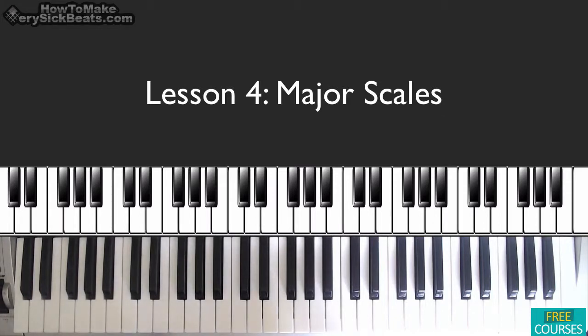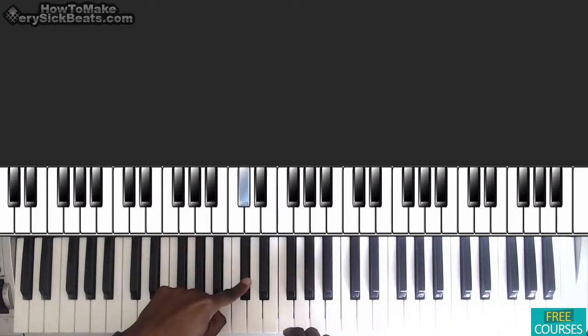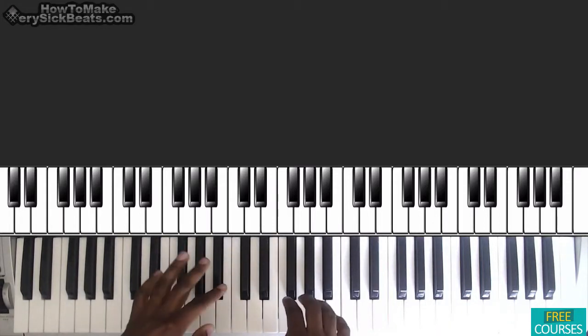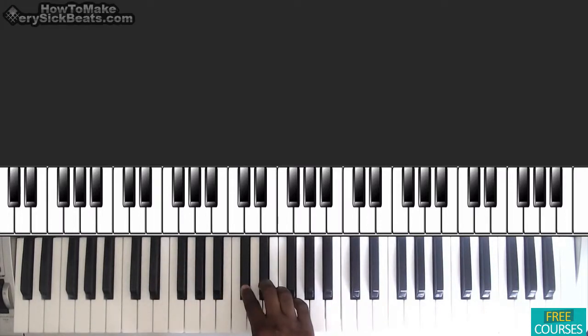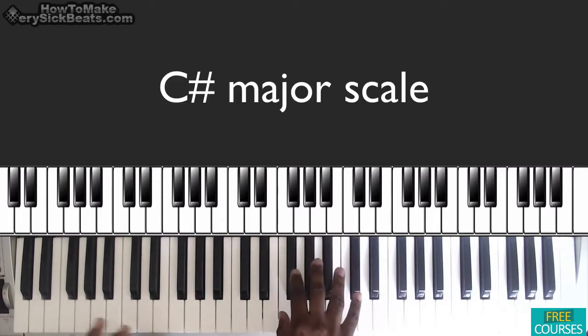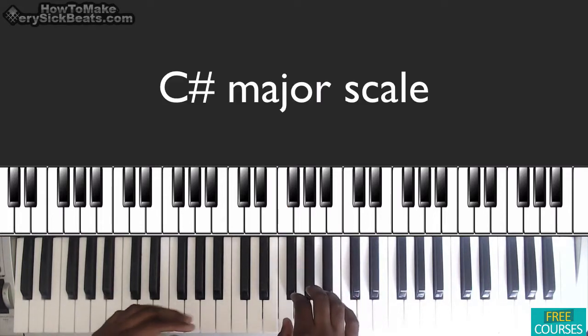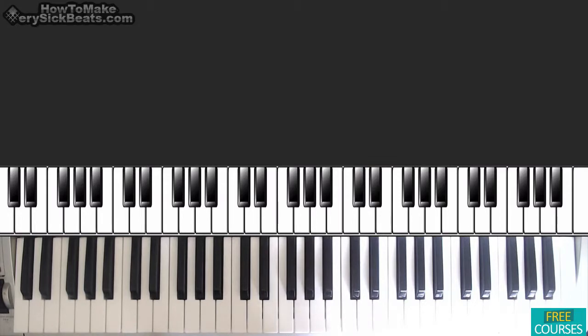So we're going to stick with this key, the key of C sharp. If you noticed at the beginning of lesson 3, I did a scale, and it actually was this. I started with that, and that's actually a C sharp major scale. And the reason why it's called a C sharp major scale is because this is C sharp or D flat, whichever one you want to call it, okay?